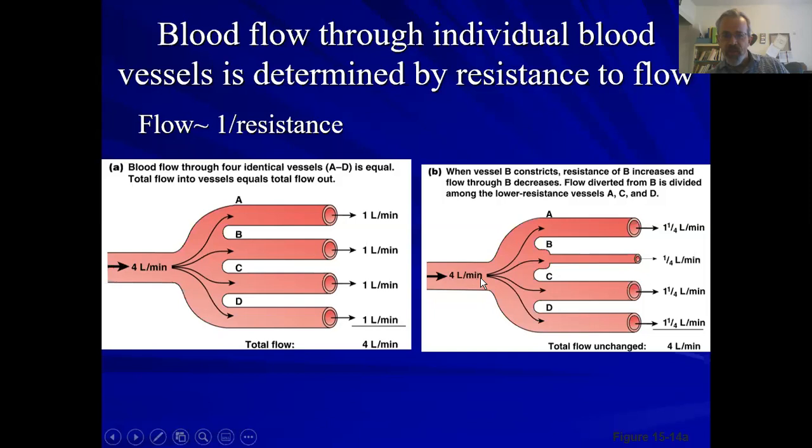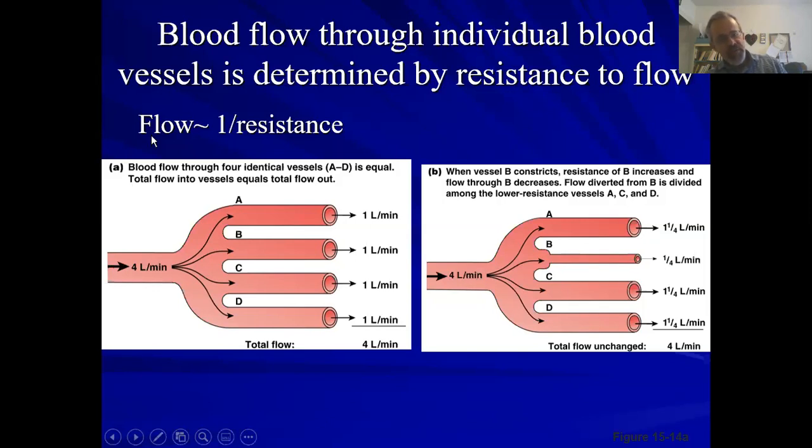This 4 liters per minute, it's not equally divided. There's less blood flowing through here. So we have a greater resistance here. So less blood is going to go down through here, but to compensate, it's going to increase through the other. So now we've got 1 1/4 liters per minute, 1 1/4, 1 1/4, and only a quarter here.